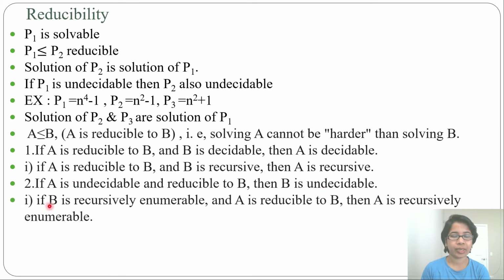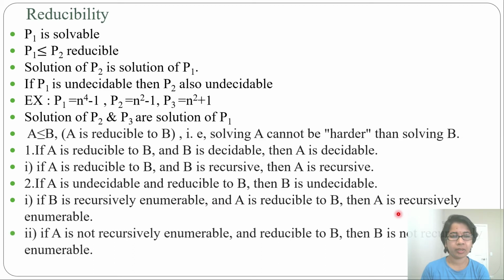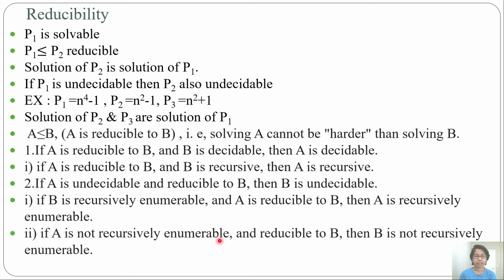From this rule you can derive that if B is recursive enumerable and A is reduced to B, then A is also recursive enumerable. If B is recursive enumerable, then A is also recursive enumerable. If A is not recursive enumerable and reduced to B, then B is also not recursive enumerable.